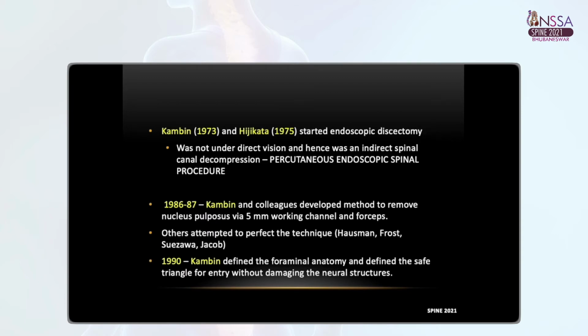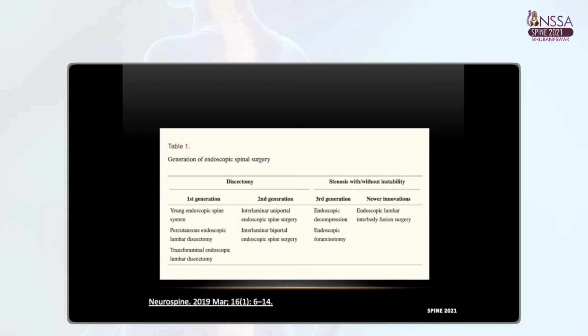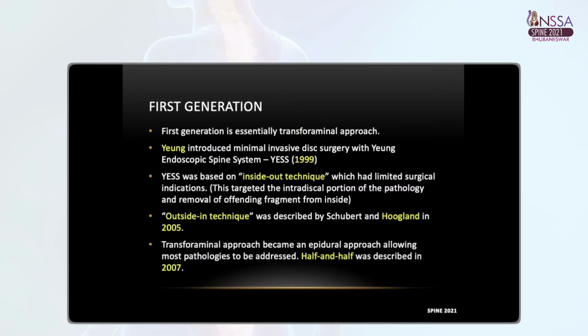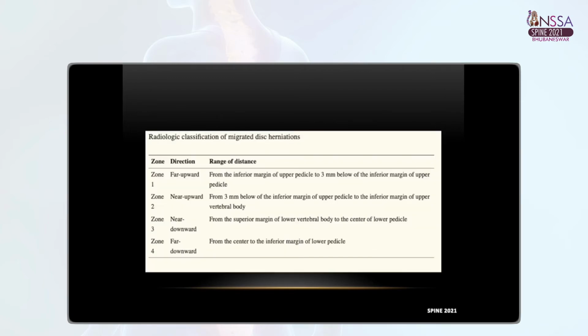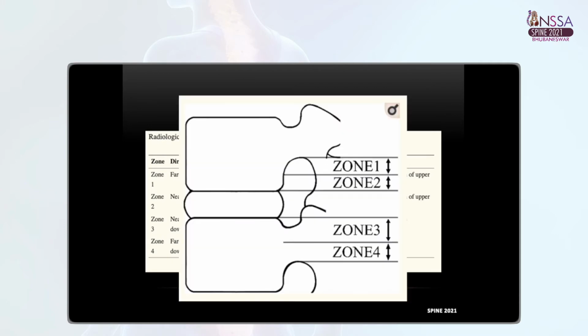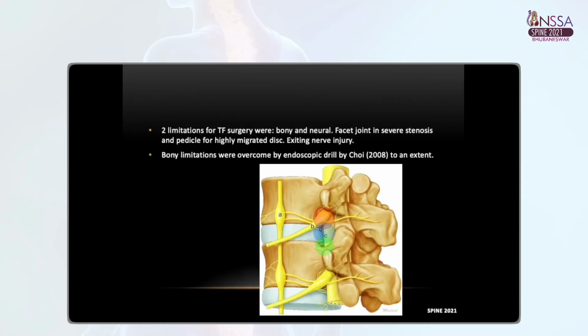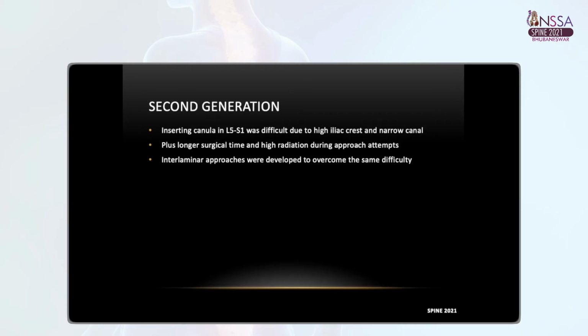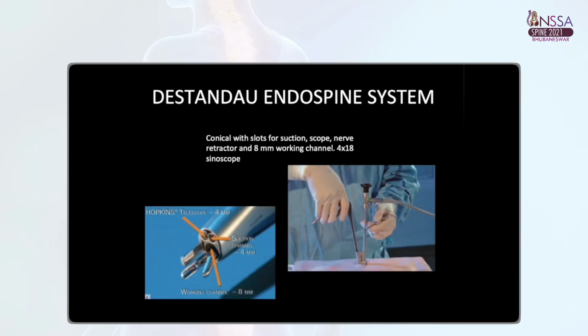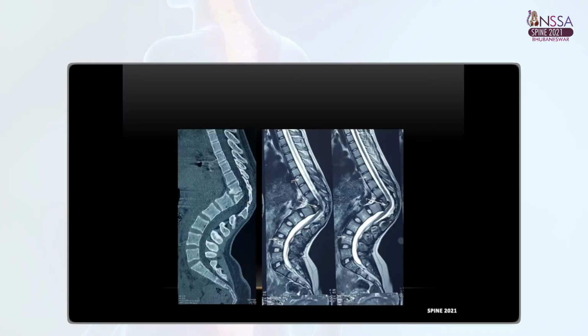We'll skip the historical details. Essentially, there are 4 generations of endoscopic spine surgery. The first generation is what was introduced the earliest for discectomy: inside out, outside in techniques, half and half techniques. But these 4 zones are defined which limit the transforaminal surgery, the neural and bony restrictions, for which the second generation was developed. Interlaminar techniques are much better in approaching, like we consider the Descendo endospine system.